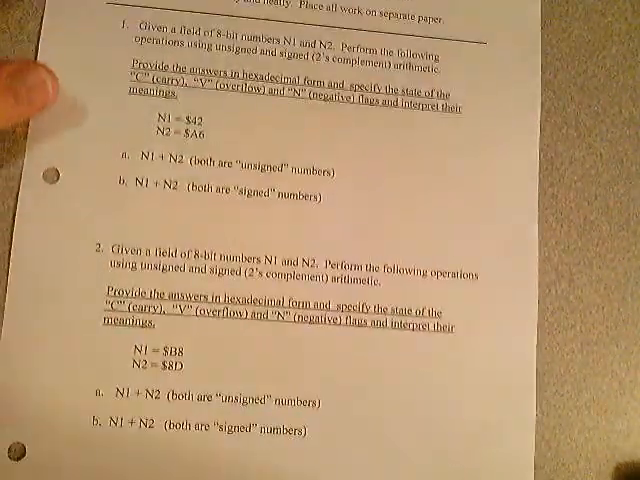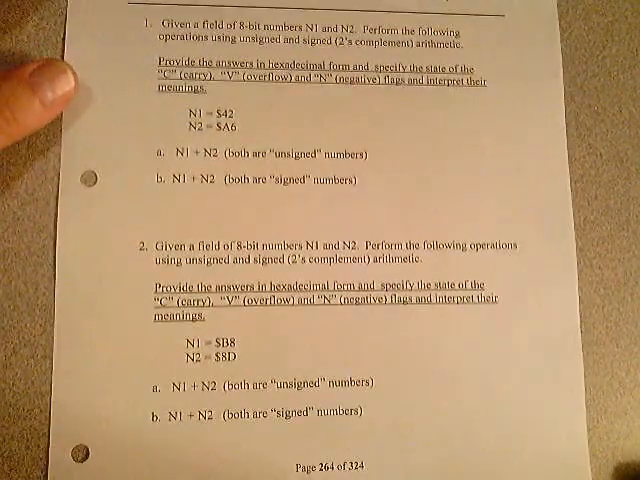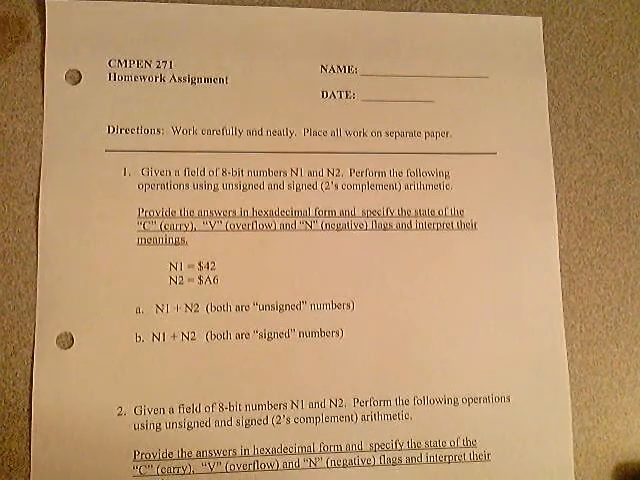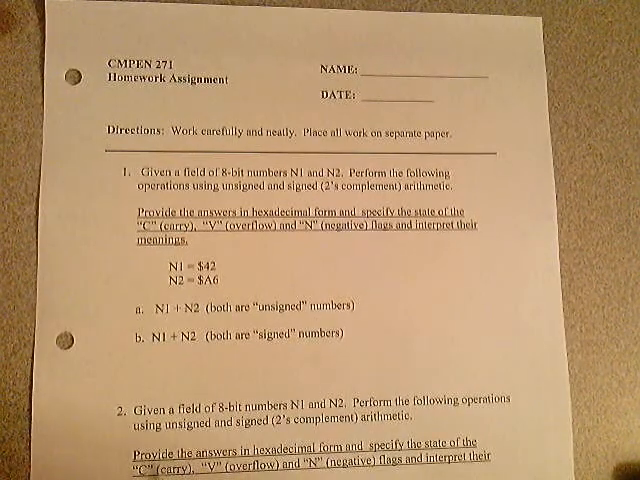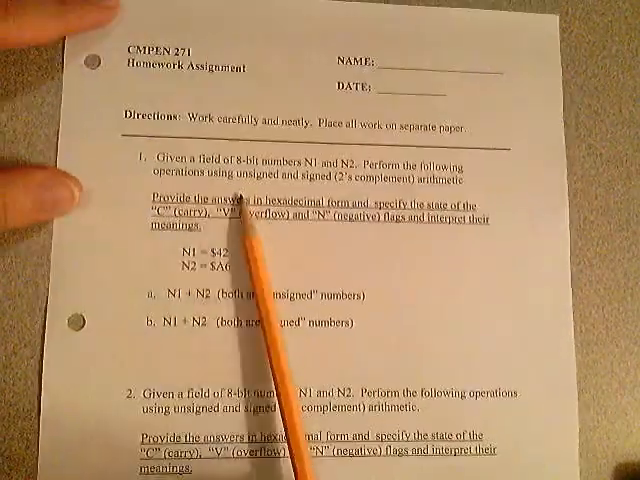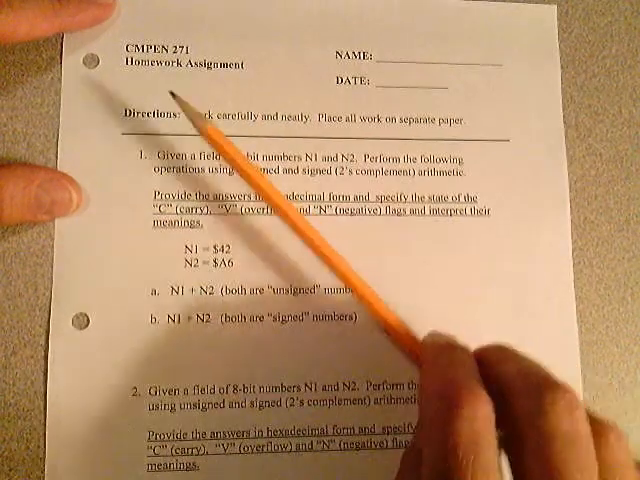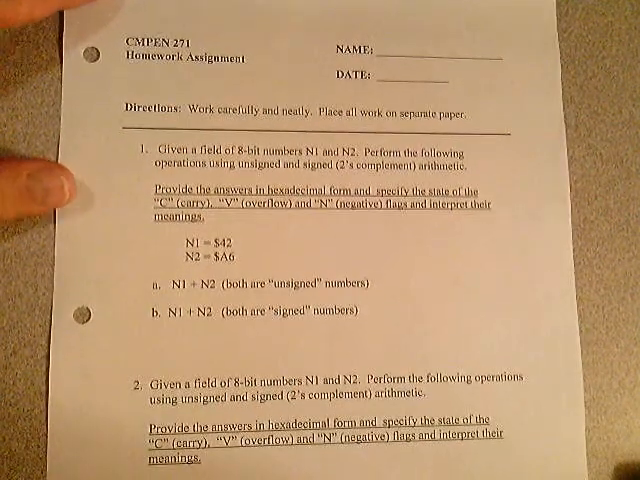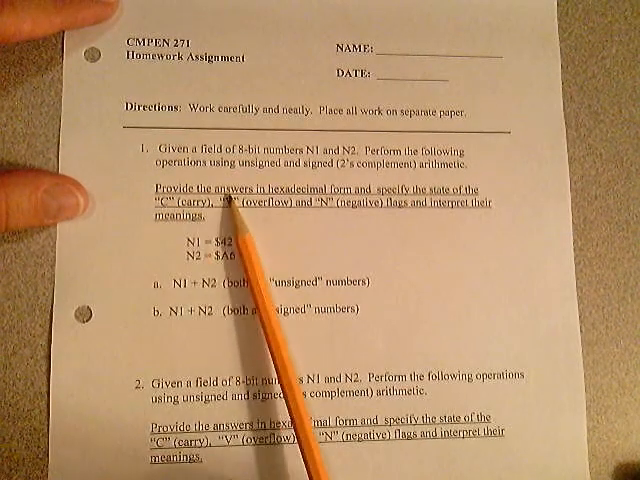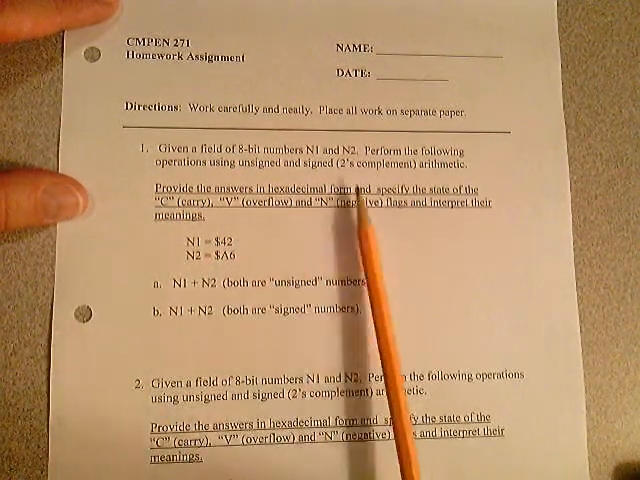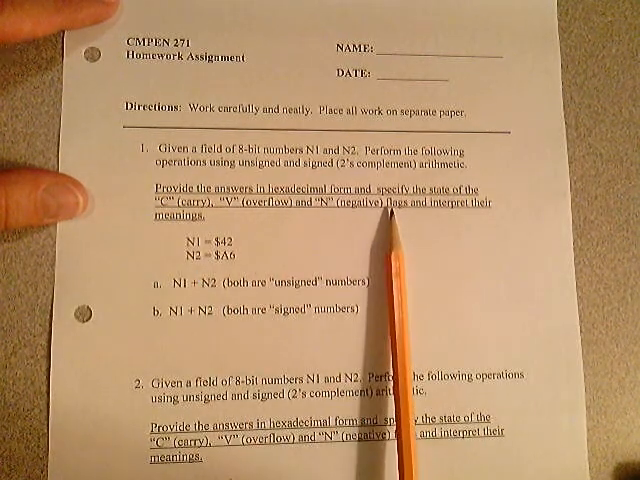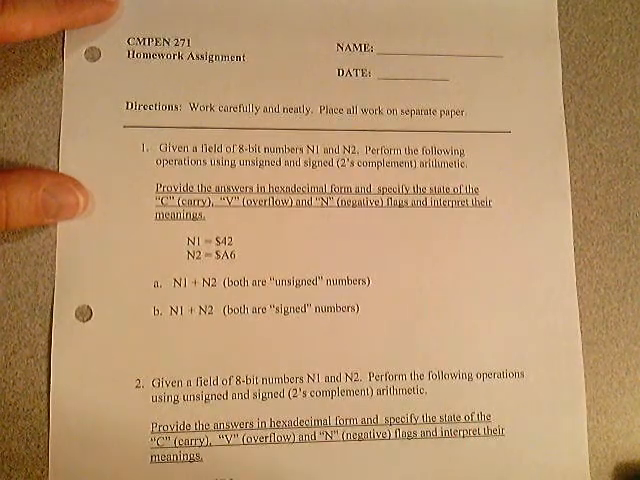This is so important, I gave you a separate homework assignment on it. So page 264. Page 264 is a separate homework assignment. Problem 1 and problem 2. These are formatted exactly the way you're going to be asked. You're going to have to work the problem out on quizzes and the final. You're going to have to provide the answers in hexadecimal form and specify the state of the carry and overflow and negative flags and interpret their meaning.